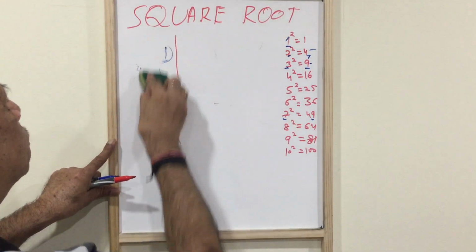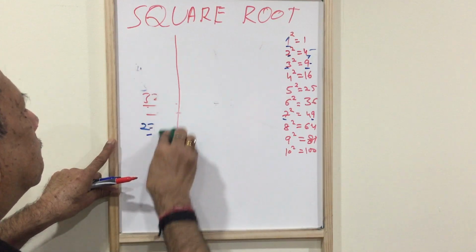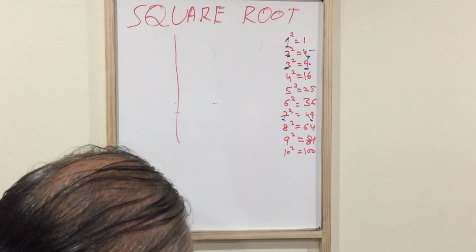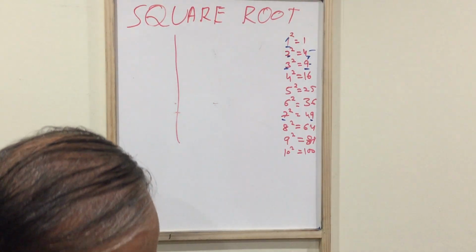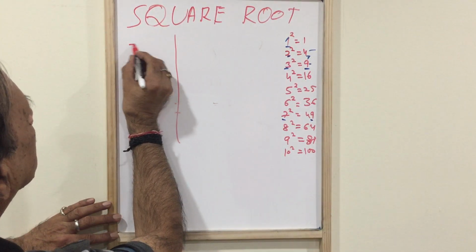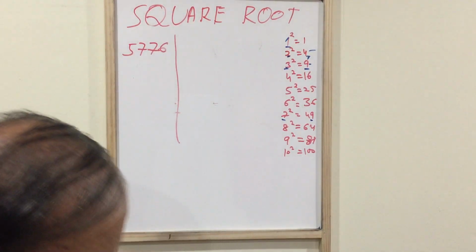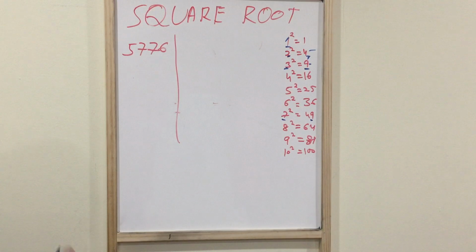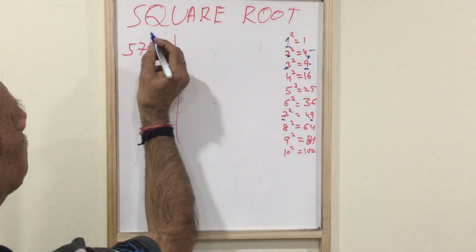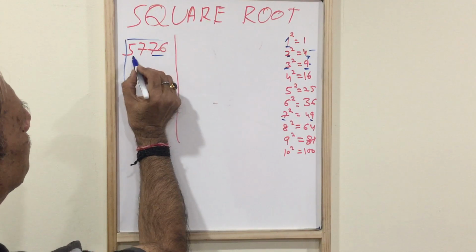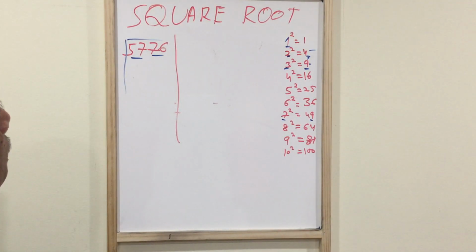I'll take one more example. It is very simple to calculate. In NCERT and CBSE, you have to solve questions in a different way. I'll take one example, 5776. In the traditional method, we'll make pairs. This is one pair, another one is this pair.